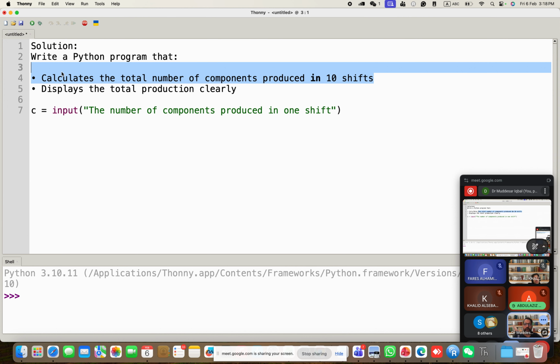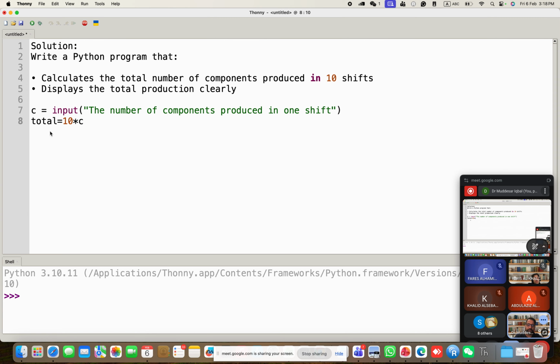What is the second one? The second one is to calculate the total number of components produced in 10 shifts. Maybe in the exam I say 15 shifts, or 10 shifts. Now you got the input, and you want to multiply it, so you can say total is equal to 10 times C. You got the input, but you have to convert it to an integer, because input takes it as a string. So you convert it into an integer, and this is done. You calculated the total number of components produced in 10 shifts.